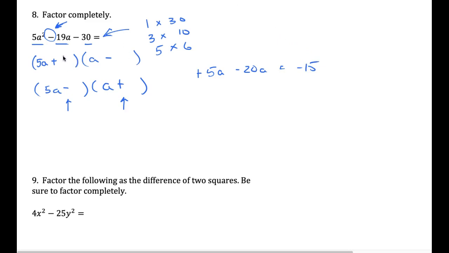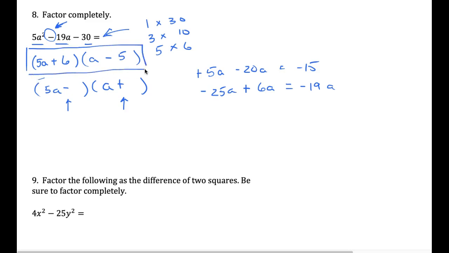So I'm going to say 5a plus 6 and a minus 5. And in this case, I get negative 25a plus 6a. Ooh, and that is going to give me negative 19a, which is exactly what I was looking for as my middle term. So this is the answer.